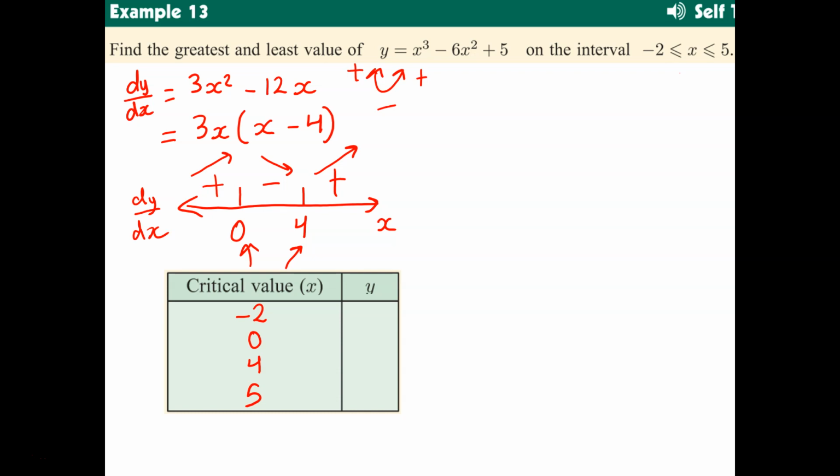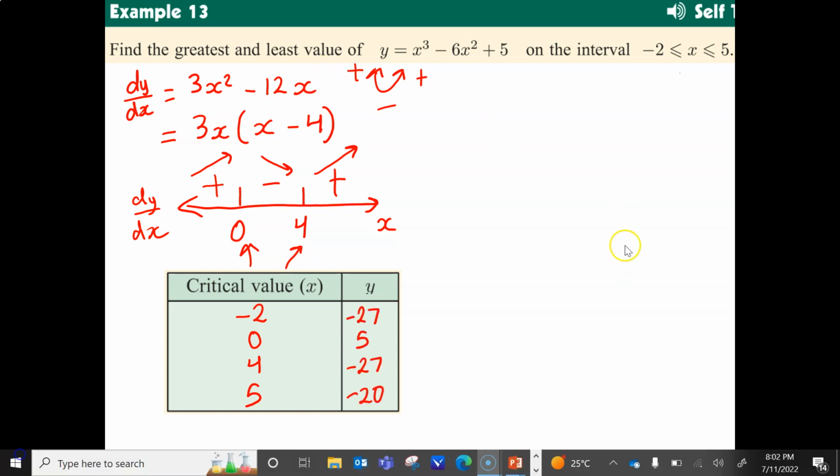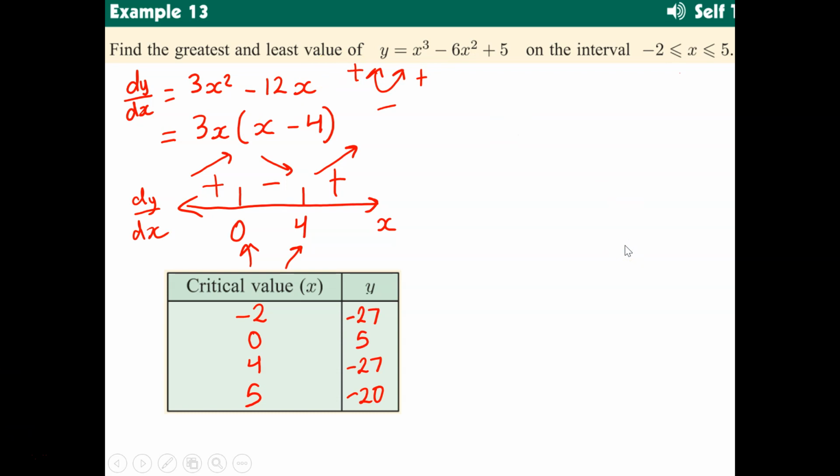So you know what? I'm going to pause it, and then I'll continue. Okay, I have now found all of the y-coordinates of our critical x values by substituting them into there. We have to ask ourselves, what was the question asking us? It asked us to find the greatest and the least values of that particular function. We consider now all of these y-coordinates.